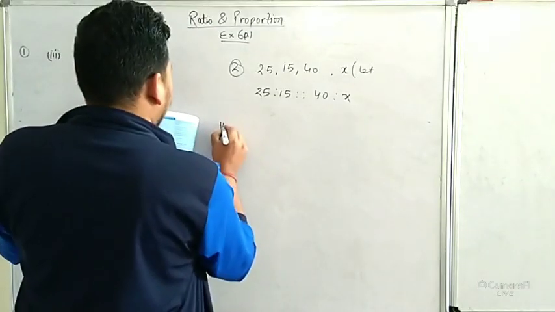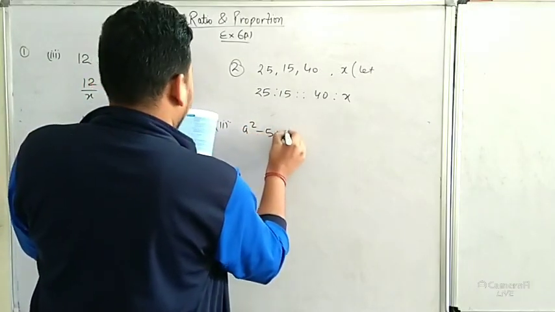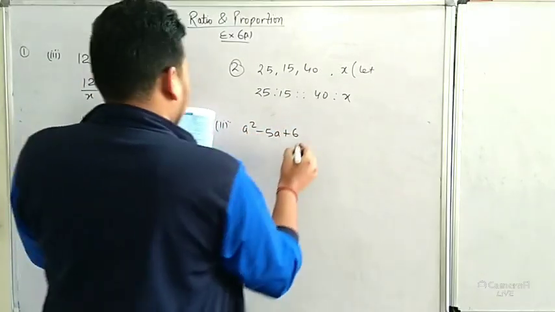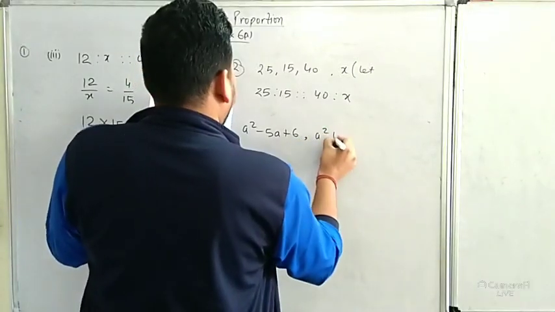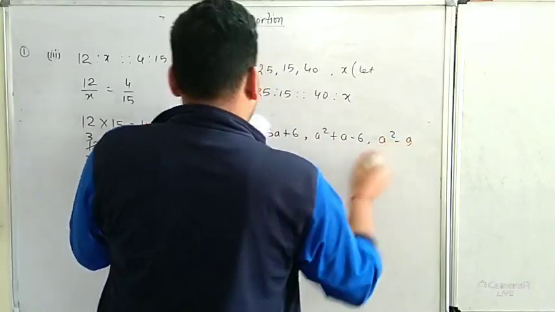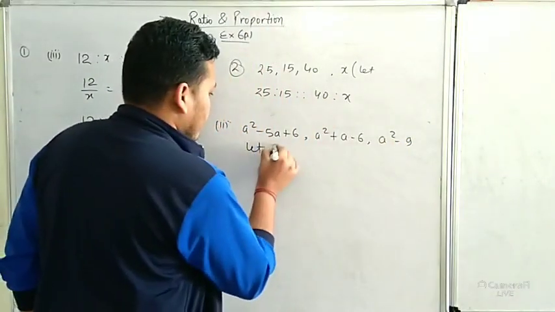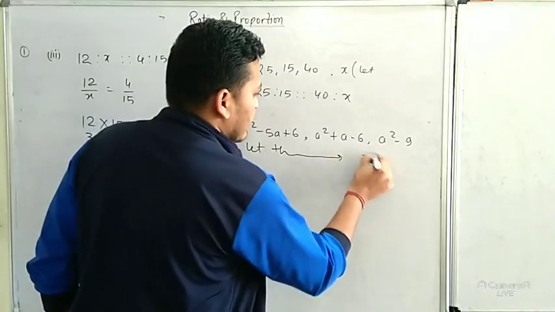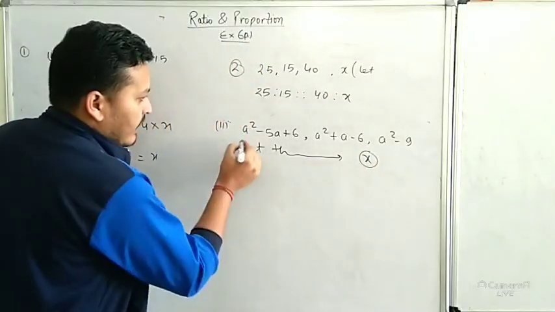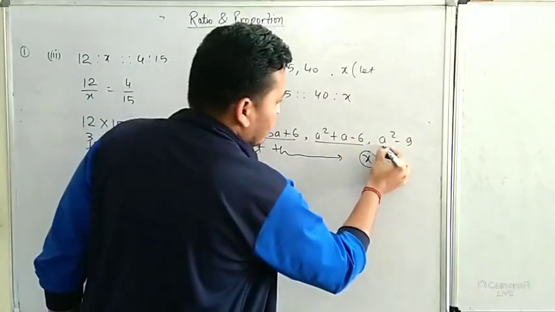I am taking the third part. It is in the form of the algebra: a square minus 5a plus 6, next a square plus a minus 6, and a square minus 9. And the question is, find its fourth proportional. So let the fourth proportional be x. Write in the form of the ratio: first term, second term, and last term will be x.